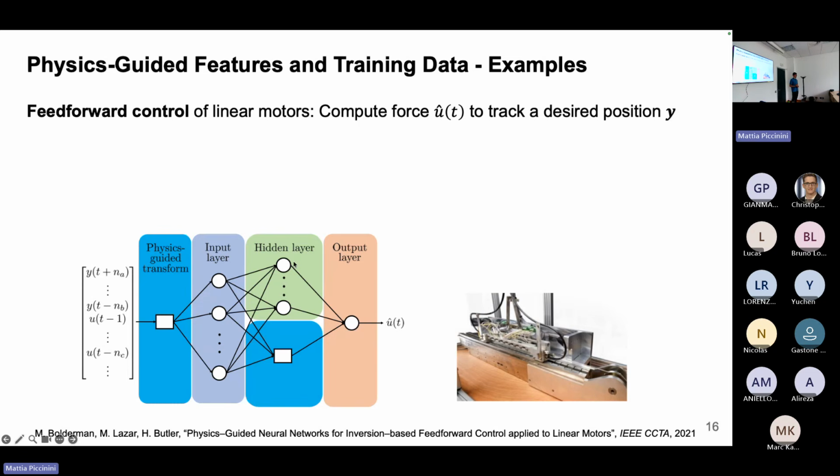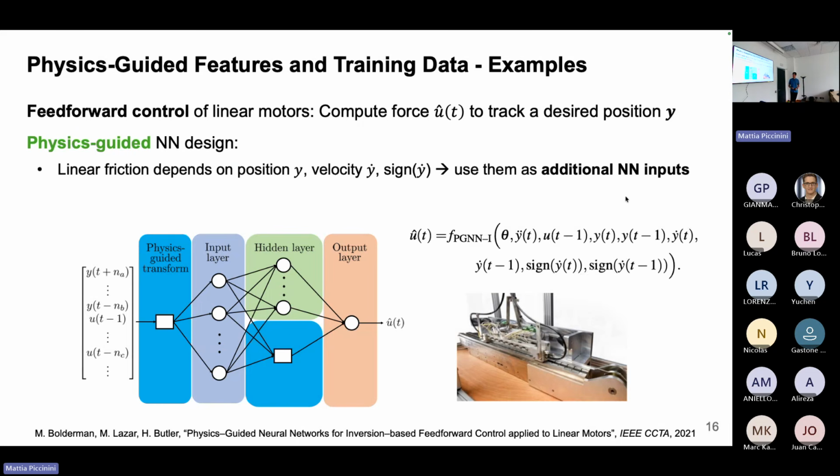And this is the baseline model. But then they say, okay, let's use some physics-guided insights here. In particular, they use the fact that linear friction in their case was depending not only on the position, but also on the velocity, so the derivative of Y and its sign. And these are additional features, additional inputs that you can use by simply pre-processing the ones you already have, the position, and giving them as input to the neural network.